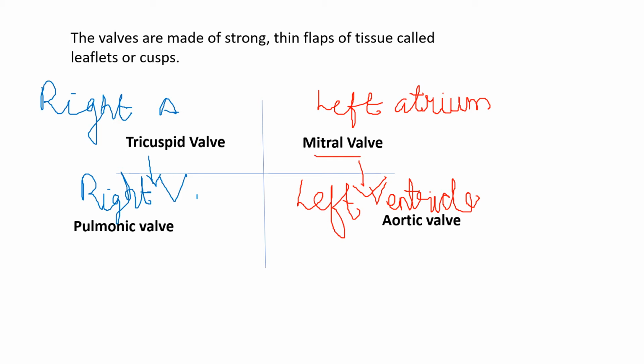When the right atrium contracts and the blood flows to the right ventricle, it is through the tricuspid valve. And when the blood from the left ventricle is going to the main artery, it is through the aortic valve. And when the blood is moving out from the right ventricle, it is through the pulmonic valve.